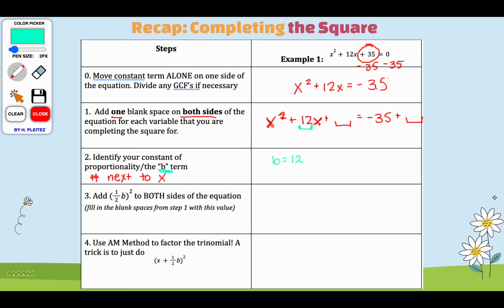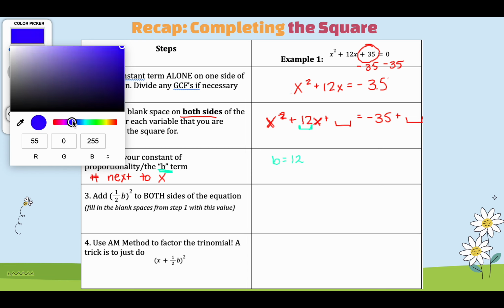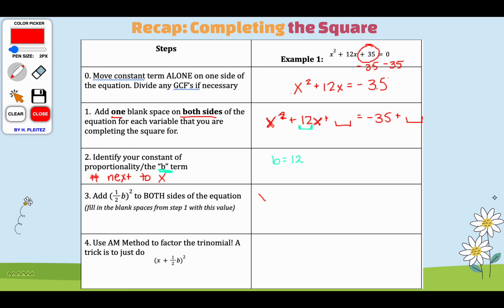Now, the next step says add 1/2 of b squared to both sides of the equation. So we're going to go back. I'm going to rewrite what I have here. We have x squared plus 12x plus blank equals negative 35 plus blank. And we're actually going to fill in these blank spots right now.